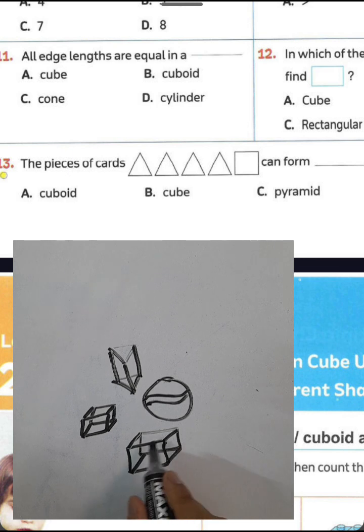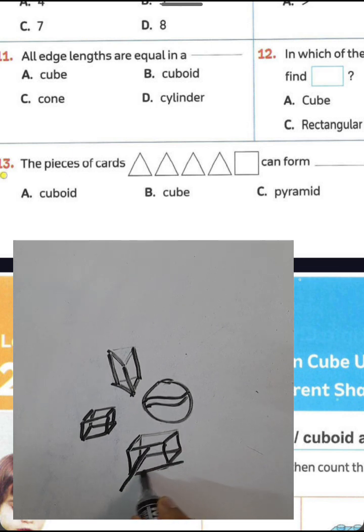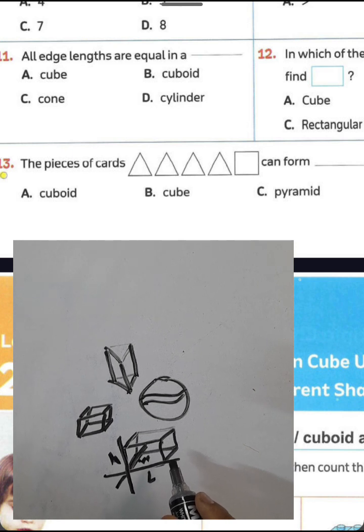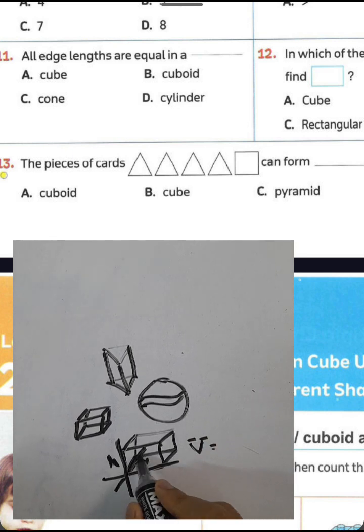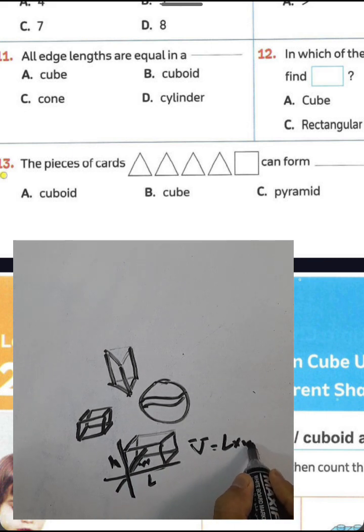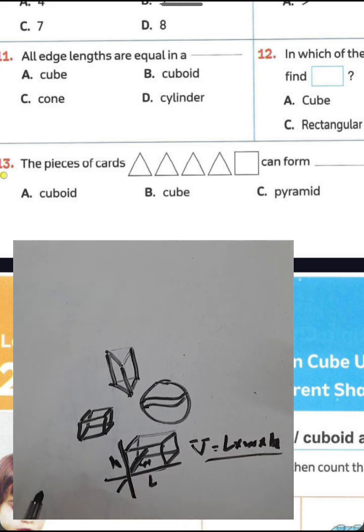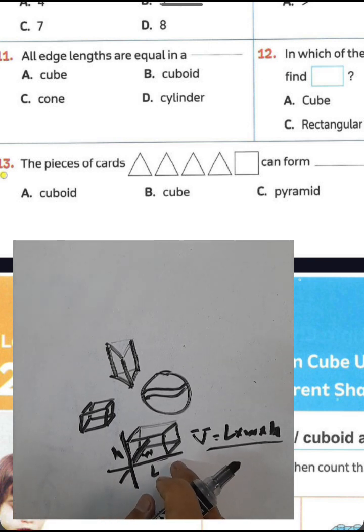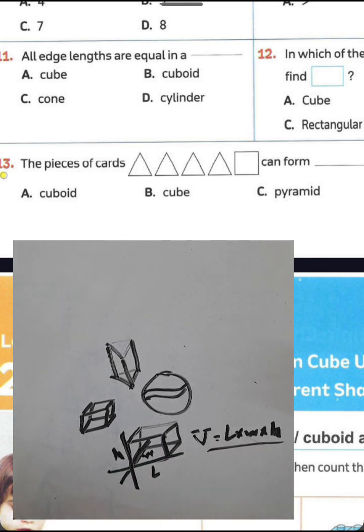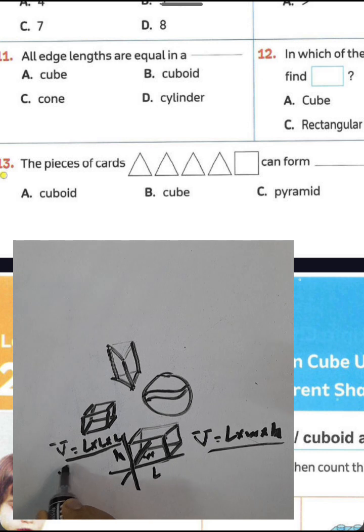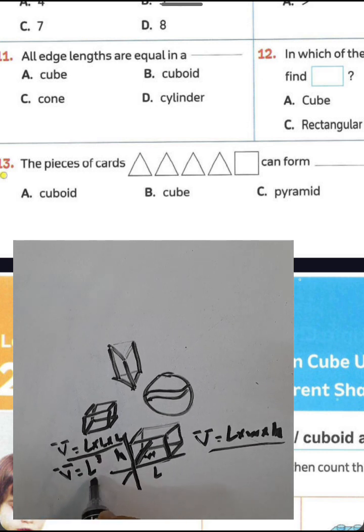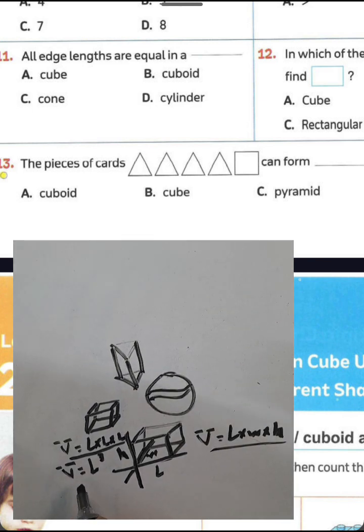Rectangular prism, three dimensions. We have three dimensions here, x and y and z. We call them length and width and height. In the next lesson, we will study the volume of cuboid, length times width times height. The volume of cuboid, or rectangular prism, and the volume of cube, length times length times length, we can call it cubic length, or length power 3. This is the next lesson.